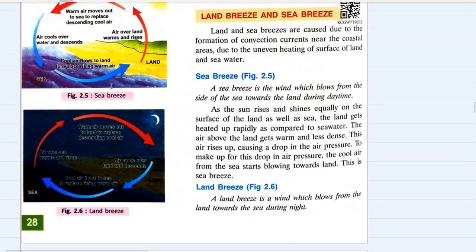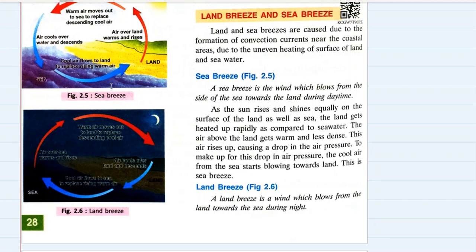You know what are land breeze and sea breeze? Very easy. Sea breeze is the wind which flows from the side of the sea towards the land during daytime. So what happens during daytime? The sun rises and shines equally on all the surfaces of land as well as sea. Land gets heated up faster as compared with sea water. If the land gets heated up faster, the air above the land rises up. To take the place of air above the land, the air from the sea flows towards the land, and that is basically sea breeze.